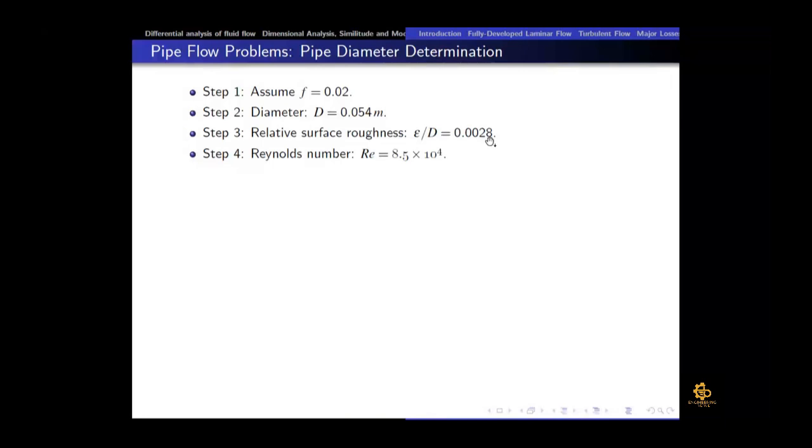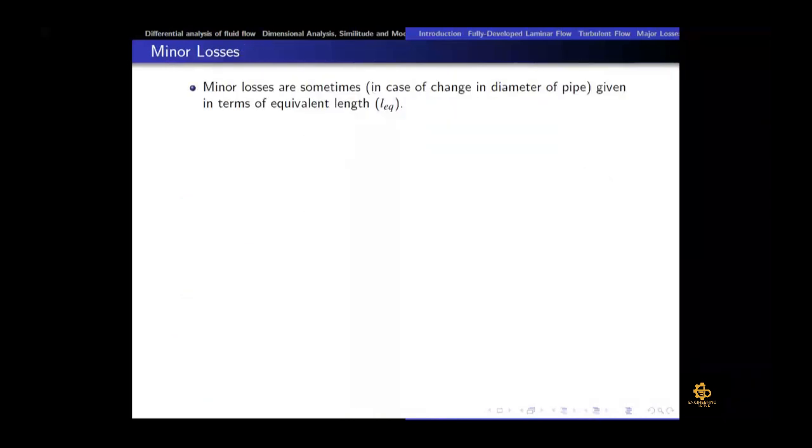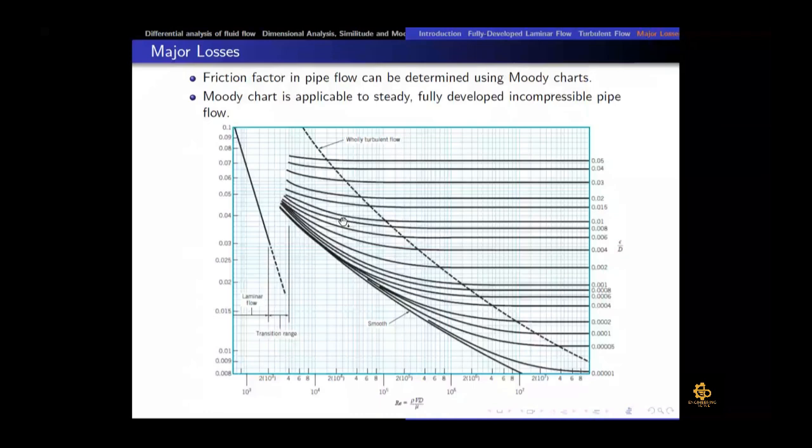So we go into the Moody chart, and 0.0028, if we try to look at it in the Moody chart. So epsilon upon d 0.0028 means it would be somewhere here, and Reynolds number is 8.5 into 10 to the power 4, so it is somewhere here, right? You can see that it would be more than 0.025 and in between 0.03. If I repeat, 0.0028 would be somewhere here where the mouse cursor is, and 8.5 into 10 to the power 4 would be somewhere here.